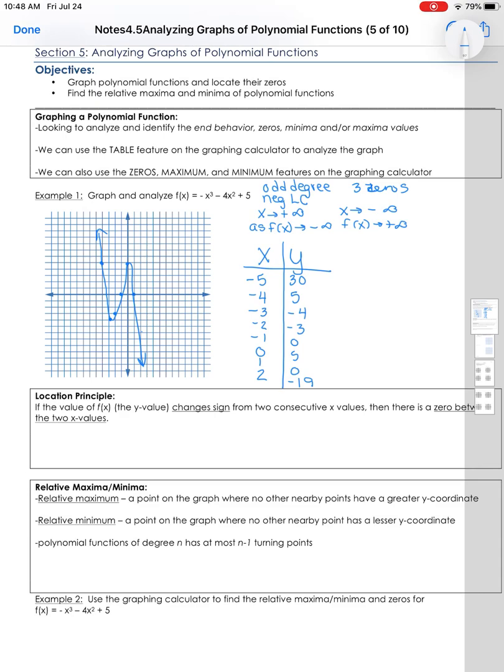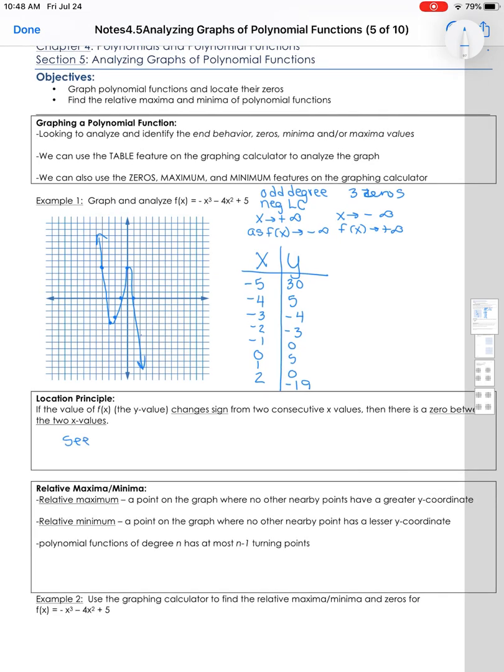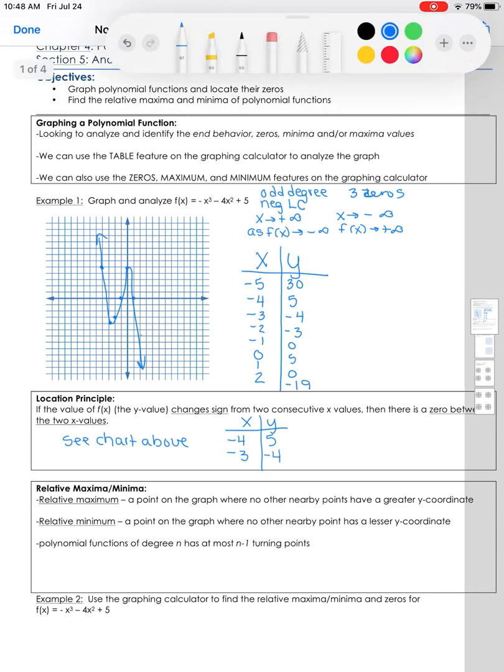Okay, so when it says to graph, you have the graphing calculator to help you. When it says to analyze, that's where all that information from last time comes in. What's the degree? What's the leading coefficient? What's the end behavior for both parts? And how many zeros you're going to have. So if the value of f of x, the y value, is going to change signs from 2 consecutive x values, then we know that there's going to be a 0 that's going to occur between those 2 values.